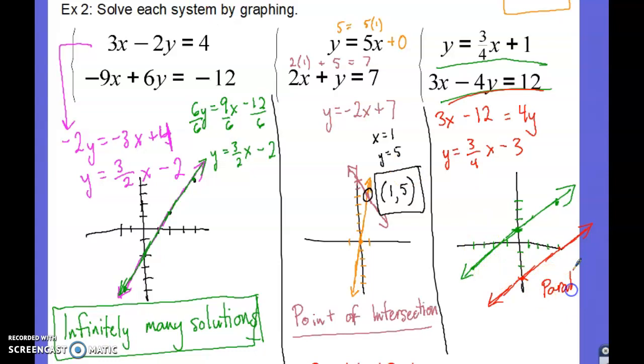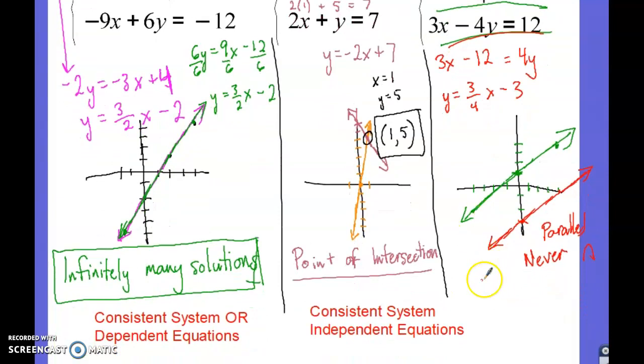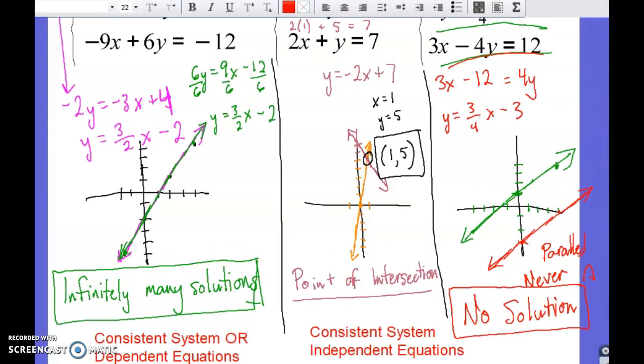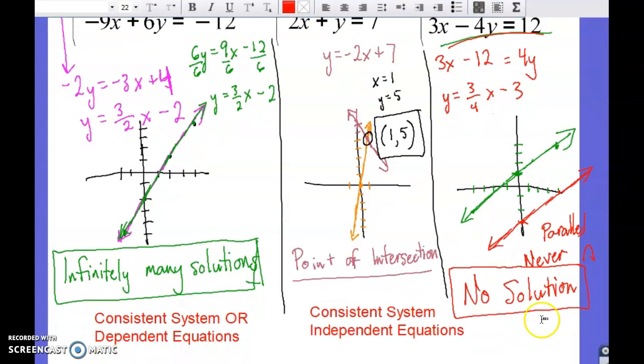And what does that mean if they're parallel? They never intersect. I'm going to use my symbol for intersect. We learned that earlier this year. But what that actually means is that there's no solution. There's no point of intersection. That's what you're going to see me write, and what I would expect to see on a test. But for anybody that's curious, the book also calls this an inconsistent system, and these are independent equations.